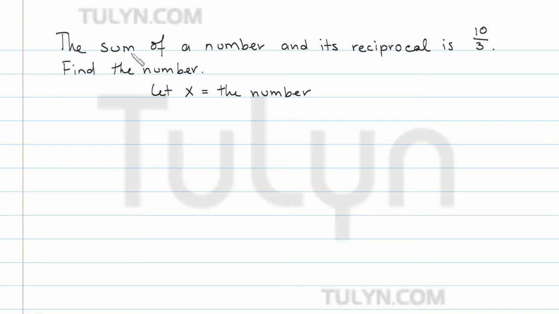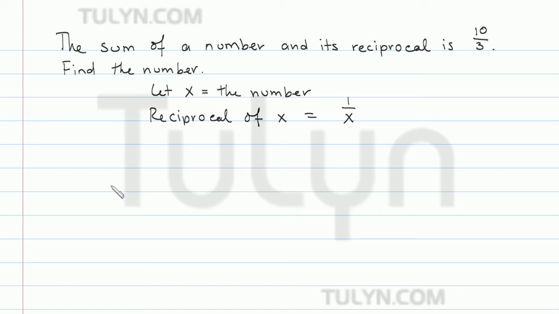So now we know that the sum of this number and its reciprocal is 10/3. So we have to find the reciprocal of the number, right? So the reciprocal of x is going to be 1 over x, right? Because the reciprocal of anything is 1 over that value. So now that we've labeled our variables, we can decipher the problem and come up with our equation.